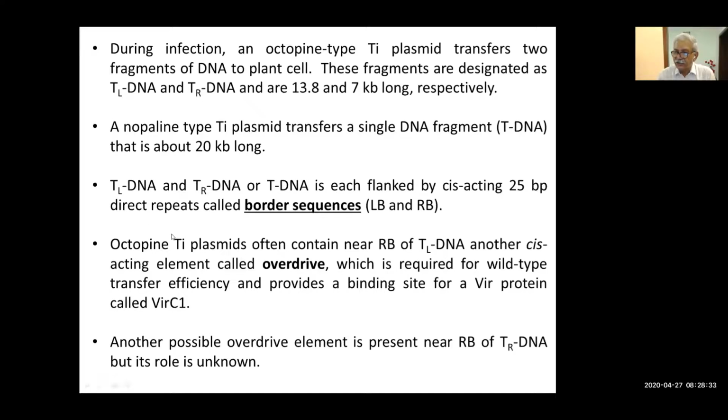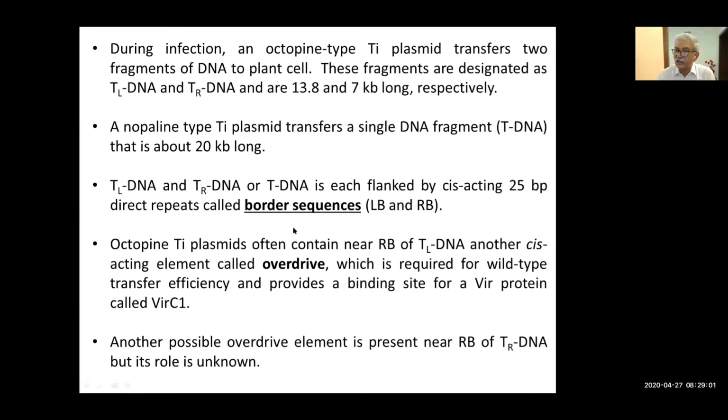It means, for example, ATCG, ATCG. This is direct. If you invert the second one, it becomes an inverted repeat. Okay? So direct repeat means the same sequence running at one end of the tDNA and the same sequence running at the other end of the tDNA. And this is unique. This is 20 base pair long, and these are called border sequences.